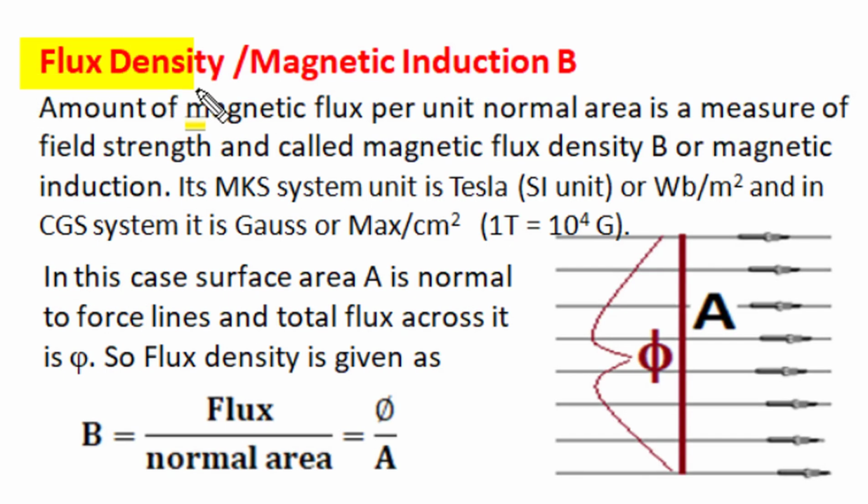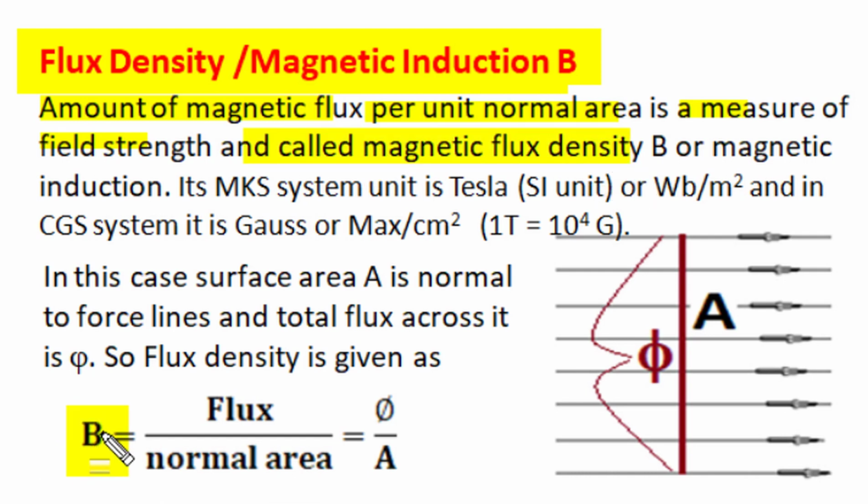Magnetic flux density or magnetic induction, denoted by capital B, is the most important physical quantity used in magnetic field studies. By definition, the amount of magnetic flux passing per unit normal area is a measure of magnetic field strength, and this measure is called magnetic flux density, denoted by capital B. So magnetic flux density or magnetic induction is flux per unit normal area.